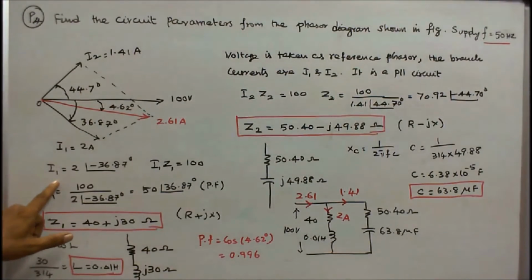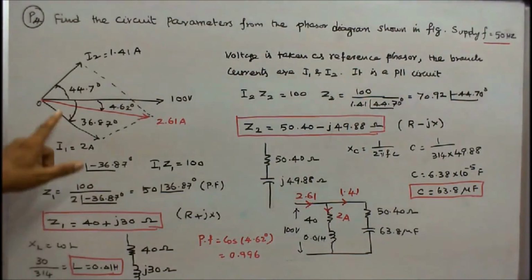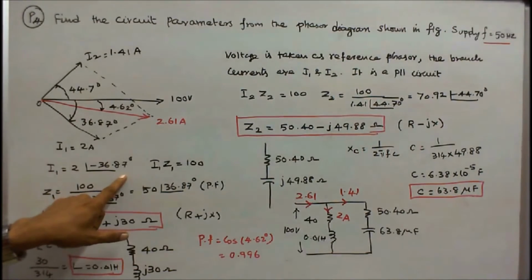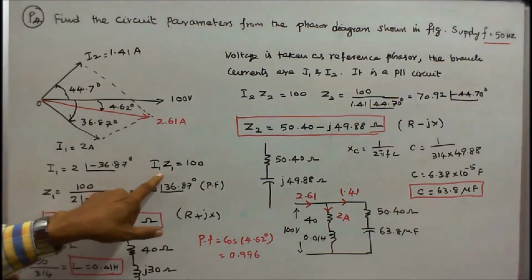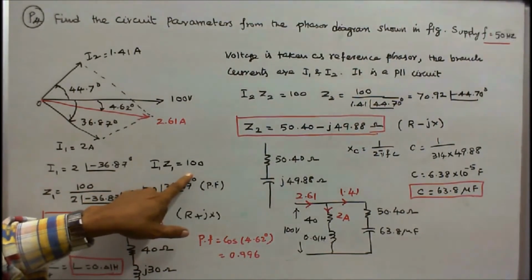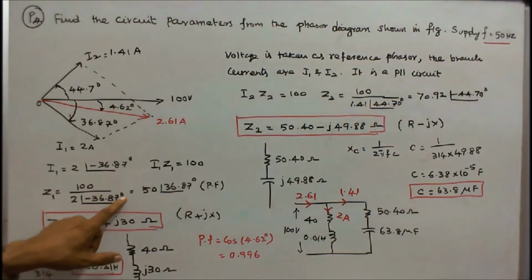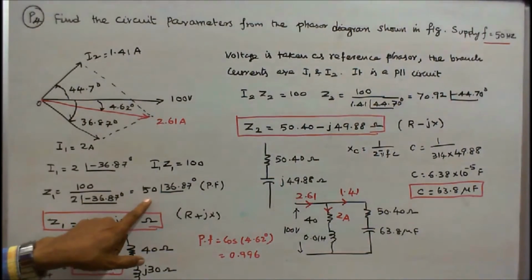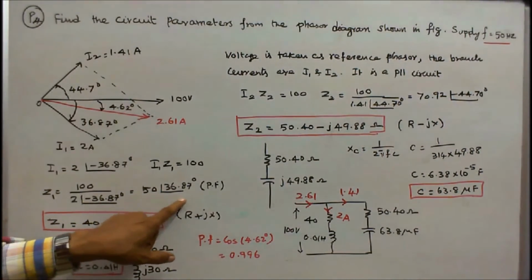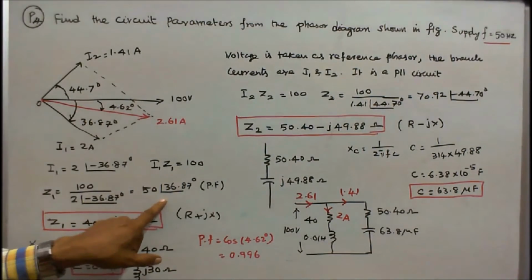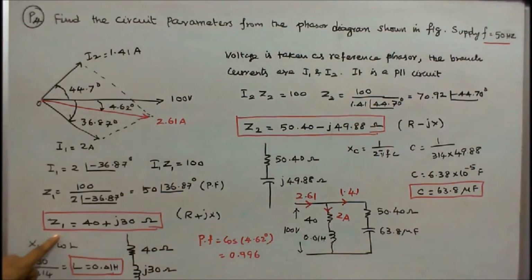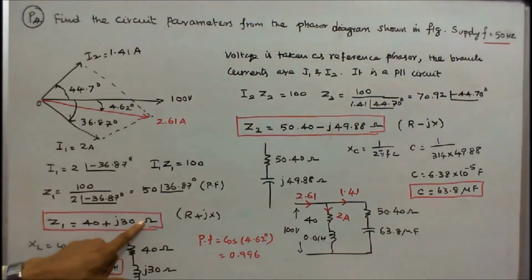I1 is equal to 2 angle minus 36.87 degrees. I1 into Z1 is equal to 100. In a parallel circuit, voltage is constant. I can find Z1. Z1 is equal to 100 divided by 2 angle minus 36.87 degrees. That is equal to 50 angle plus 36.87 degrees in polar form. In rectangular form, Z1 is equal to 40 plus j30 ohms. This is 40 ohms. This is j30 ohms.